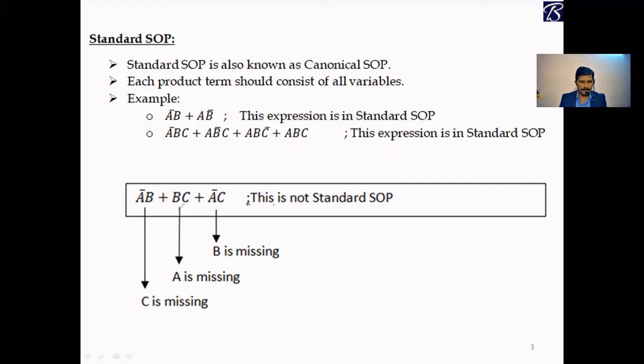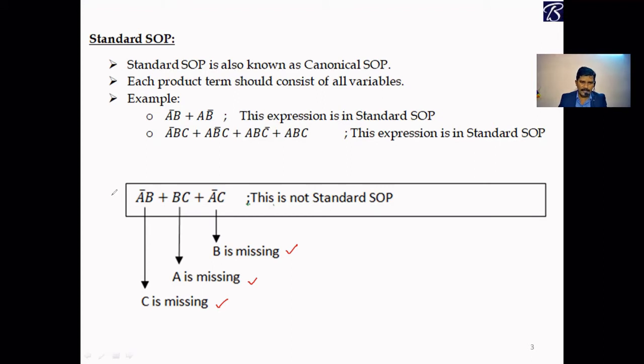Observe this example. There is an expression here: A bar B plus BC plus A bar C. This is not standard SOP because there are three variables. In the first term, C is missing, in the second term, A is missing, and in the third term, B is missing. So this is not a standard SOP. Now let us see how to convert it into standard SOP.